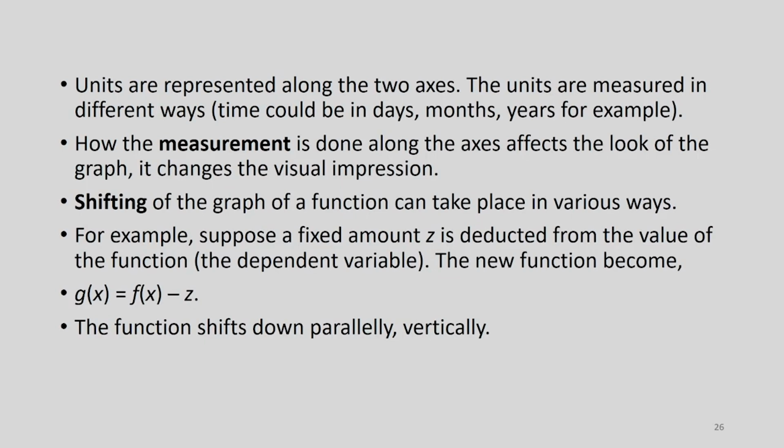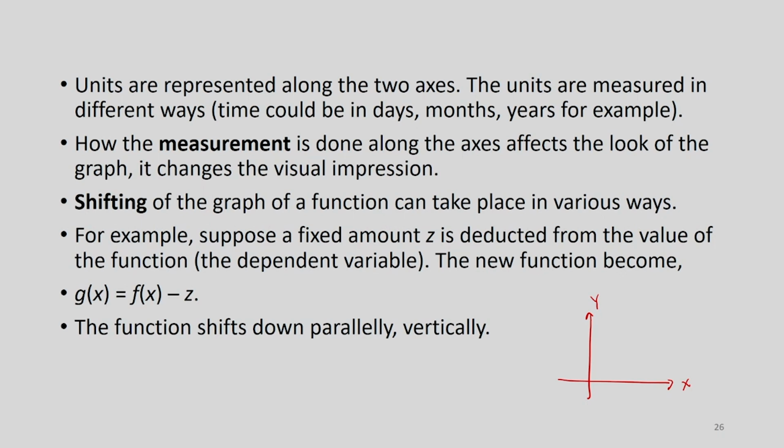Next we come to measurement. Units are represented along the 2 axes. If you think about the Cartesian coordinate system, you have x measured along this axis and y measured along the vertical axis. Now, when something is measured, obviously there are some units along these 2 axes. The units are measured in different ways. For example, time could be in days, months, or years. Or for example, weight you can measure in terms of pounds, or in terms of grams, kilograms, etc.